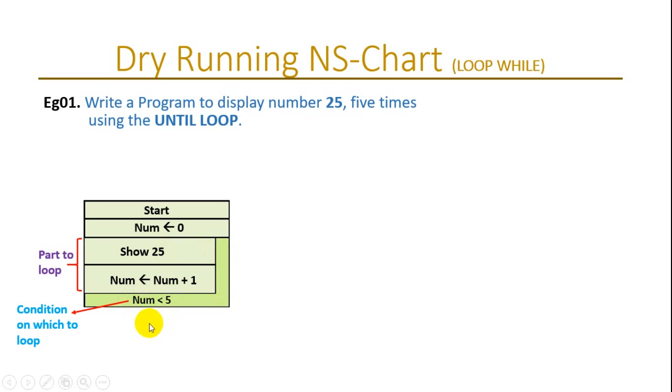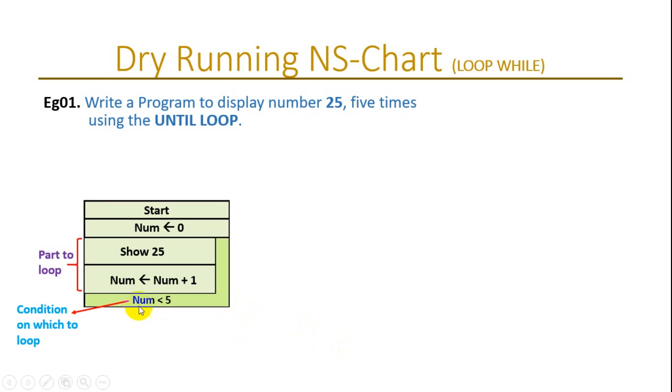Just remember that in whichever loop, loop while or loop until, it will never come out of the loop without the condition being false. So as long as the condition is true, it will keep on repeating the loop over and over again. Every time it checks, repeats, checks, repeats, checks, repeats.